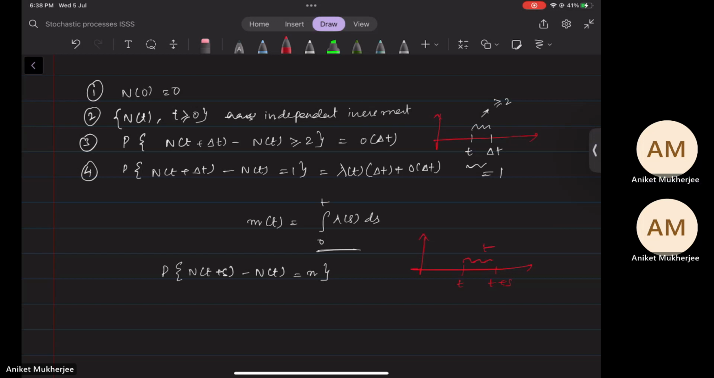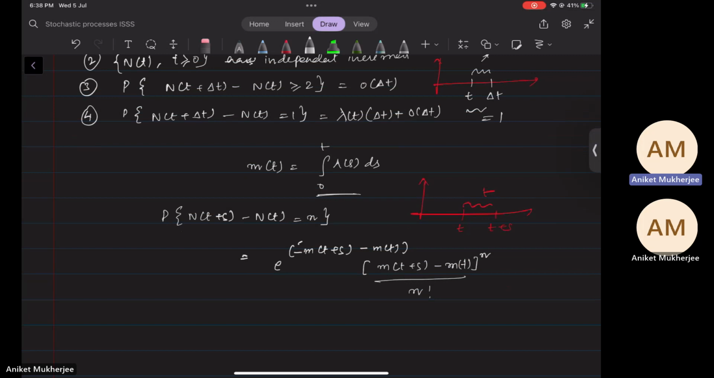So n arrivals occur in this interval t to t plus s, distributed by a Poisson distribution, but now it will be e to the power minus (m(t + s) − m(t)), into (m(t + s) − m(t)) whole power n, divided by n factorial. Just the intensity function changes.